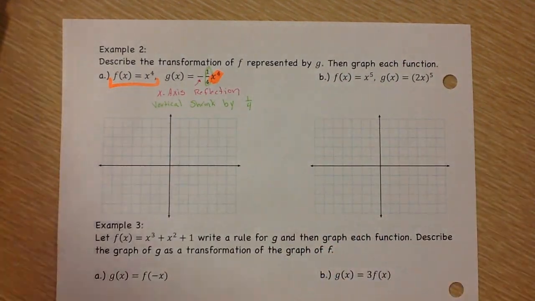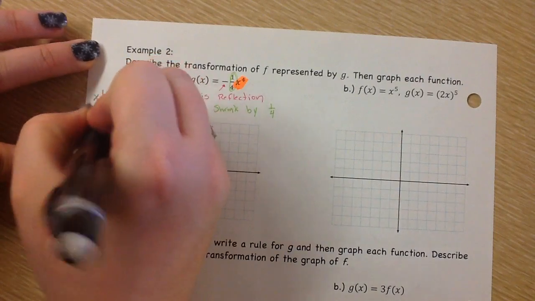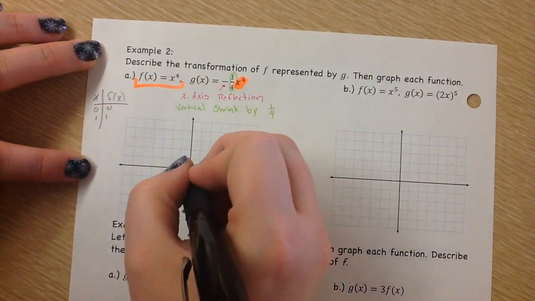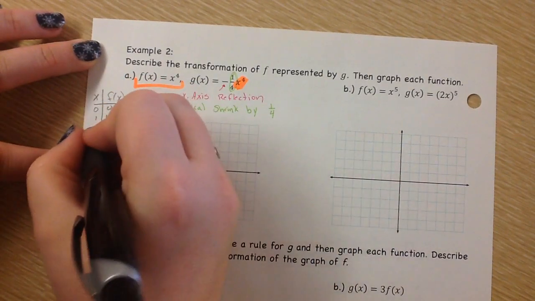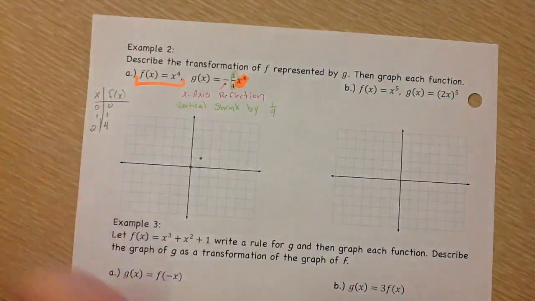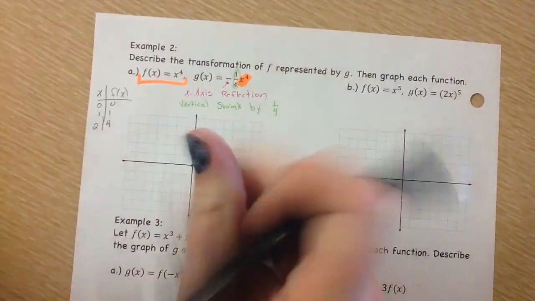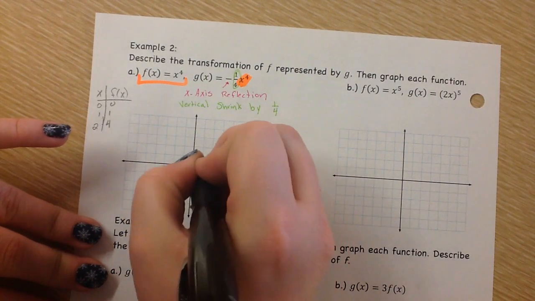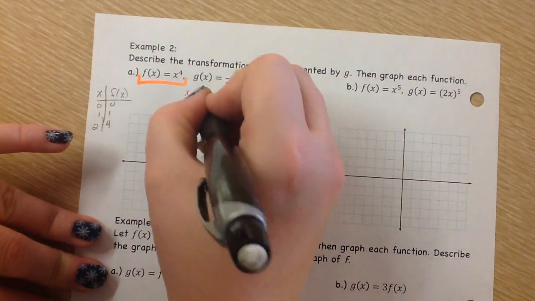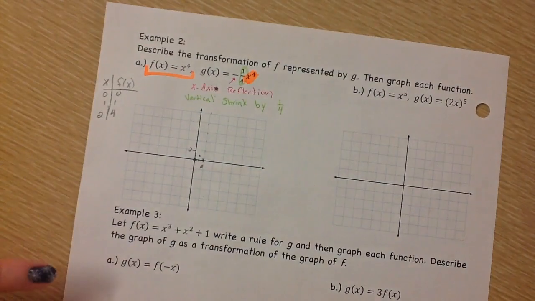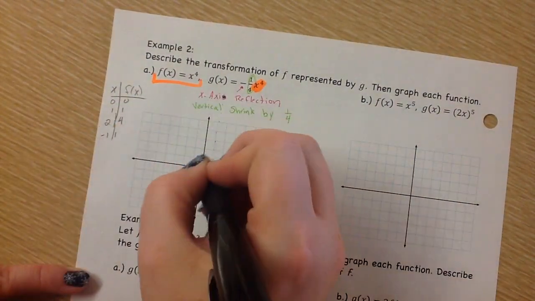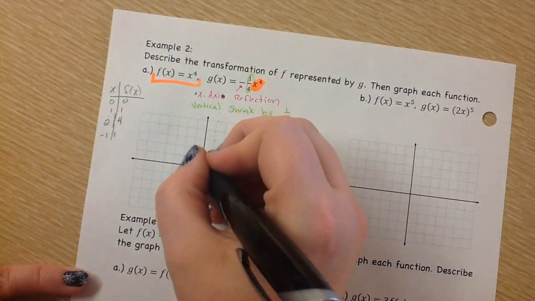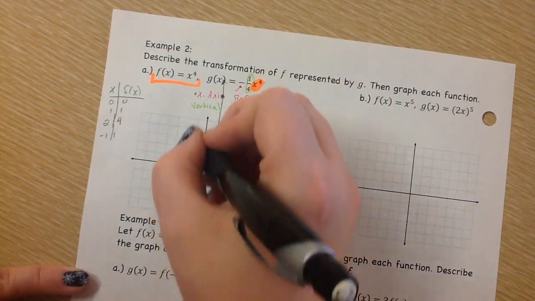If I create an xy chart, an f of x chart for x to the 4th, 0 would be 0, 1 to the 4th is 1, 2 to the 4th is 16. Maybe we want to count by 2's here: 2, 4, 6, 8, 10, 12, 16, way up here. Then negative 1 is also 1. Negative 2 is positive 16. So we're going to have a parabola-looking shape.